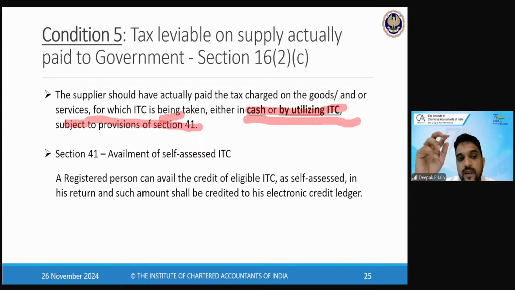So once I claim it in my 3B through self-assessment, where I am self-deciding it, then I can claim the credit.